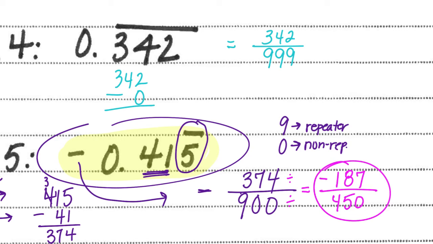And that can be reduced by, I have to figure this one out. I think it could be reduced by 9. And we get 38 over 111.